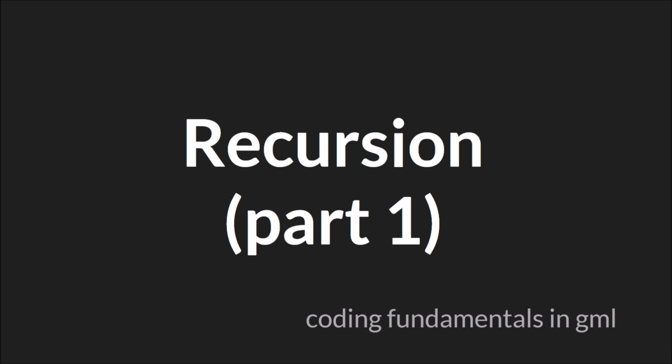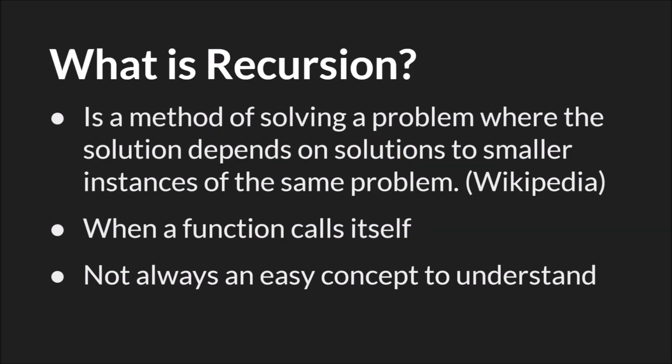In this tutorial, we're going to be talking about recursion. Recursion is a method of solving a problem where the solution depends upon solutions to smaller instances of the same problem. In programming, it essentially means when a function calls itself. Now that's not the only example of recursion, but that's the primary one, when a function calls itself.